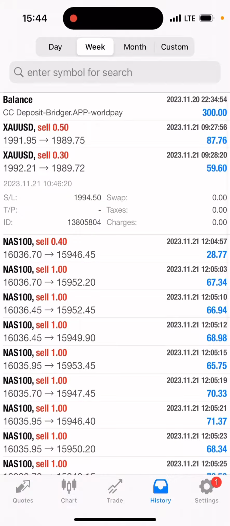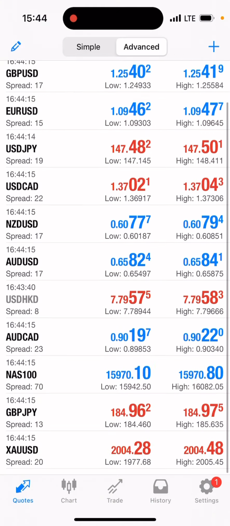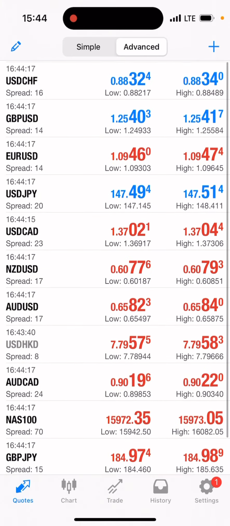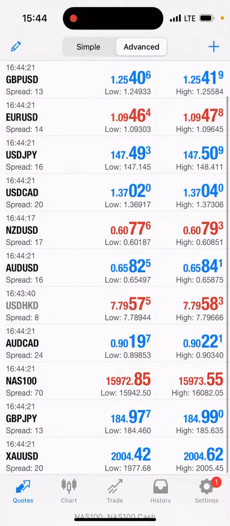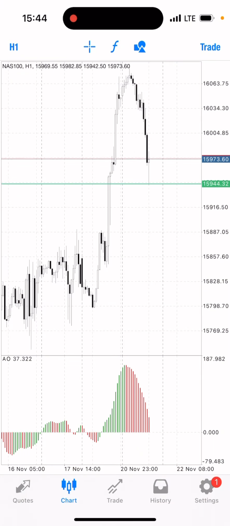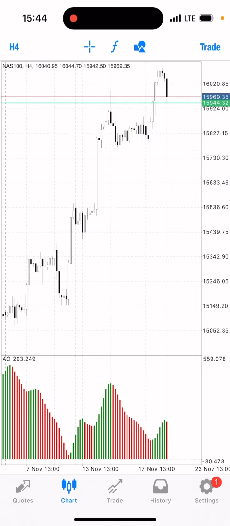Then my second trade is Nasdaq. So guys, this is Nasdaq. I took this Nasdaq trade on the 4 hour time frame. This is what made me take this trade.